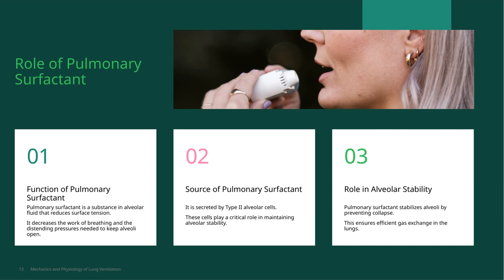Finally, the role of pulmonary surfactant in alveolar stability is particularly important. It stabilizes the alveoli by preventing their collapse, which is fundamental for efficient gas exchange. Without surfactant, alveoli would be at risk of collapsing, especially during exhalation, compromising the entire process of oxygen entering the blood and carbon dioxide leaving it. So, in essence, surfactant is a key player in maintaining healthy, functional lungs.